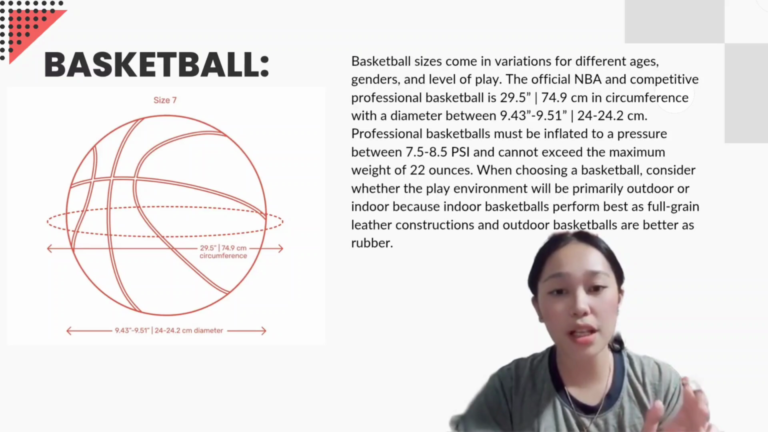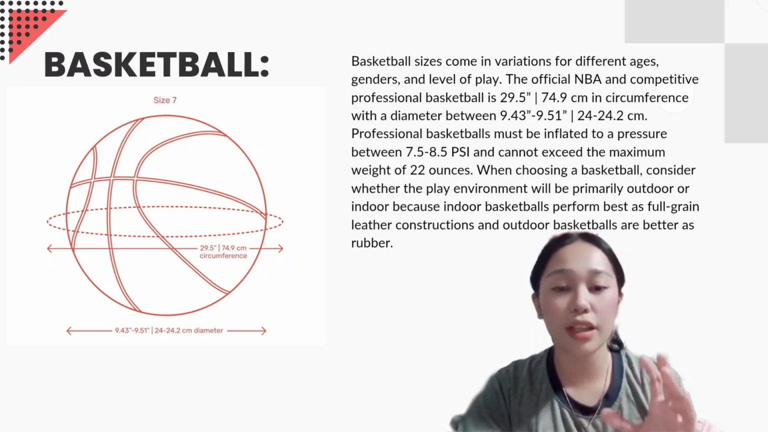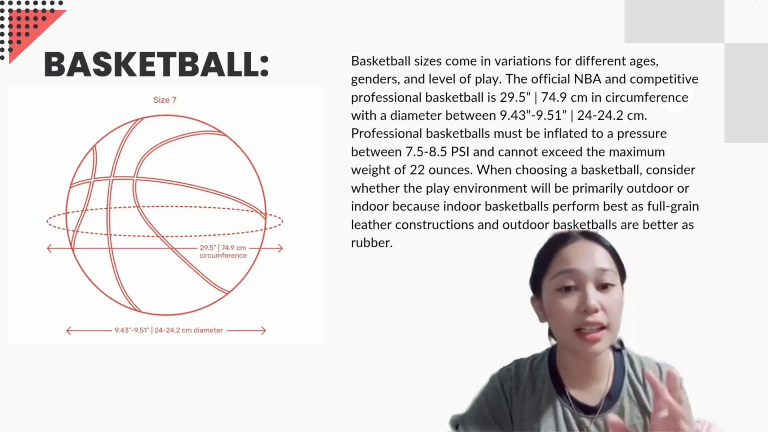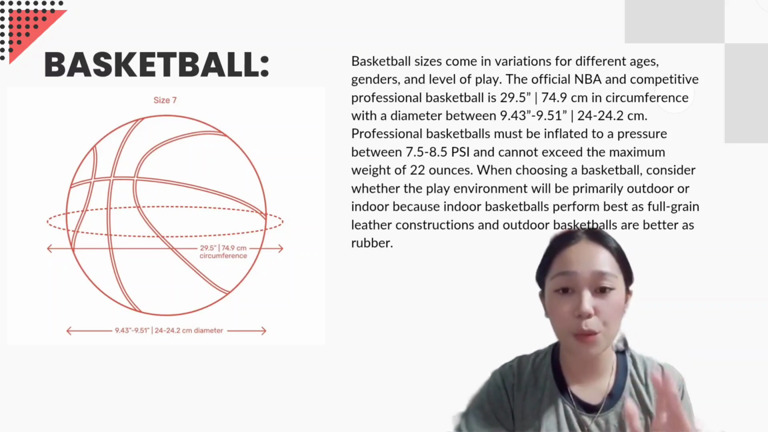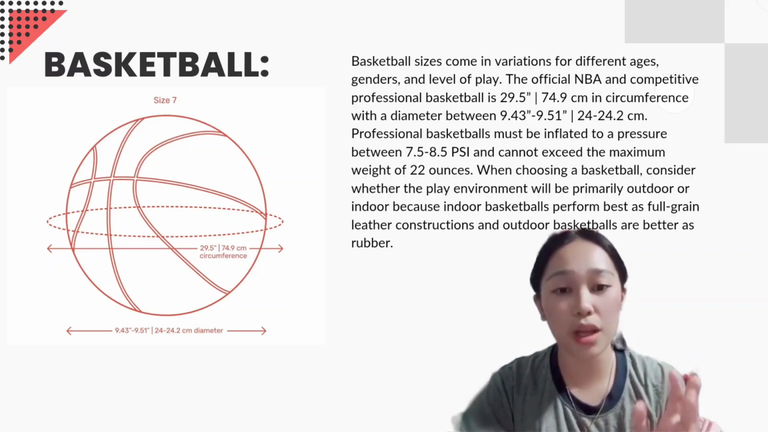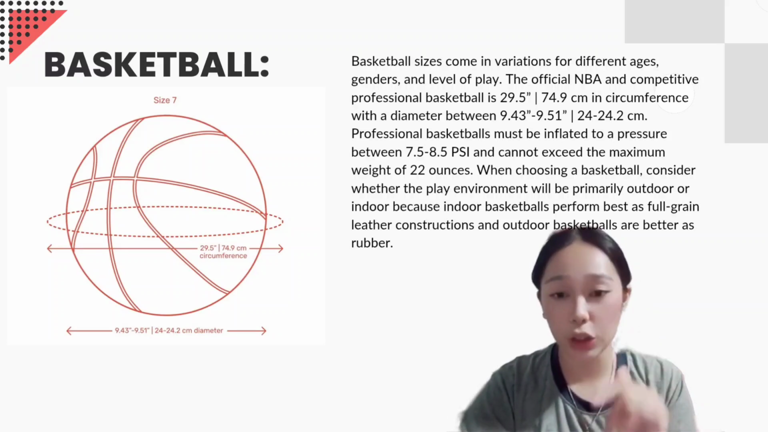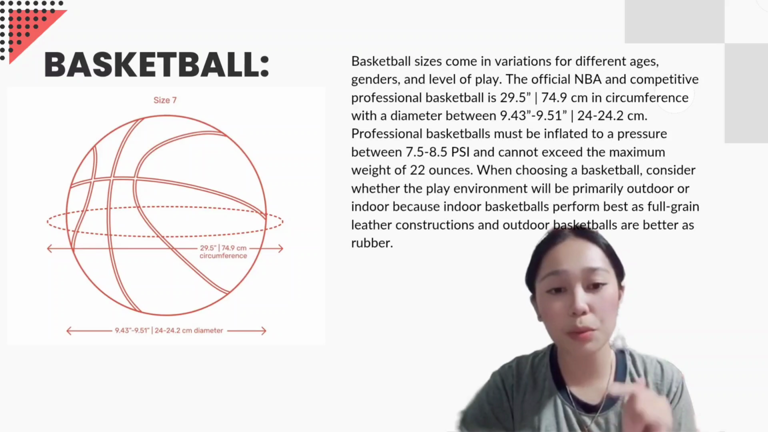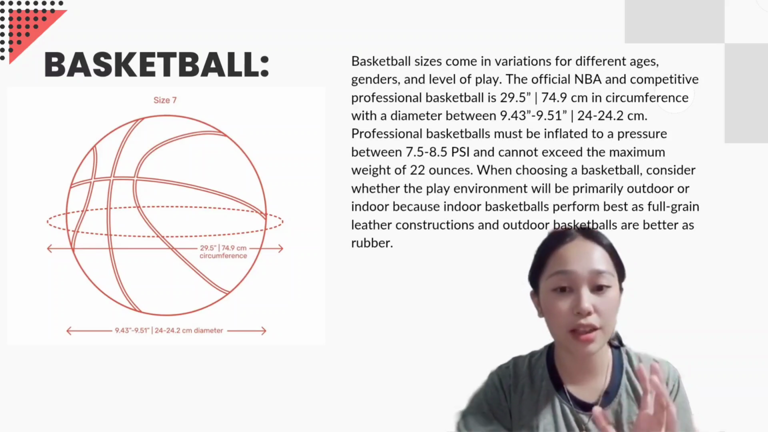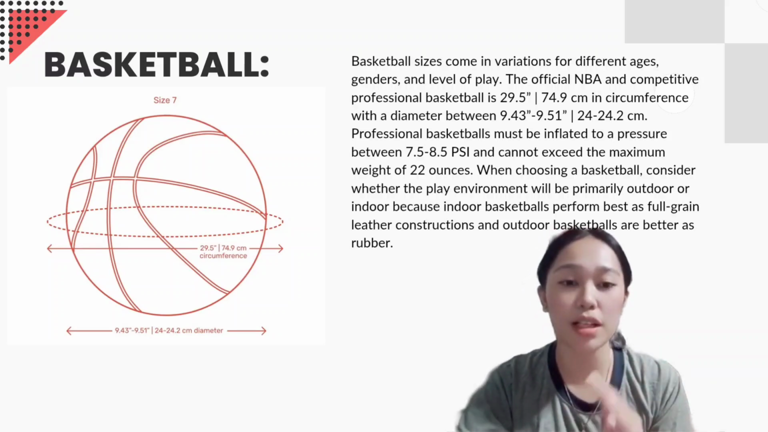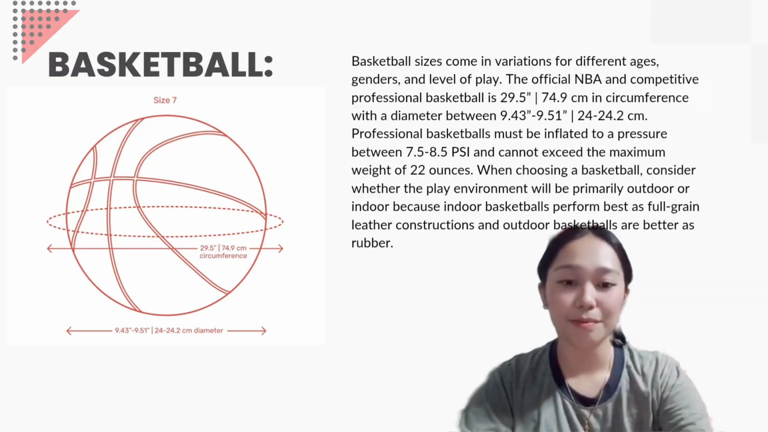Professional basketballs must be inflated to a pressure between 7.5 and 8.5 psi and cannot exceed the maximum weight of 22 ounces. When choosing a ball, consider whether the play environment will be primarily outdoor or indoor, because indoor basketballs perform best in full grain leather constructions and outdoor basketballs are better in rubber.